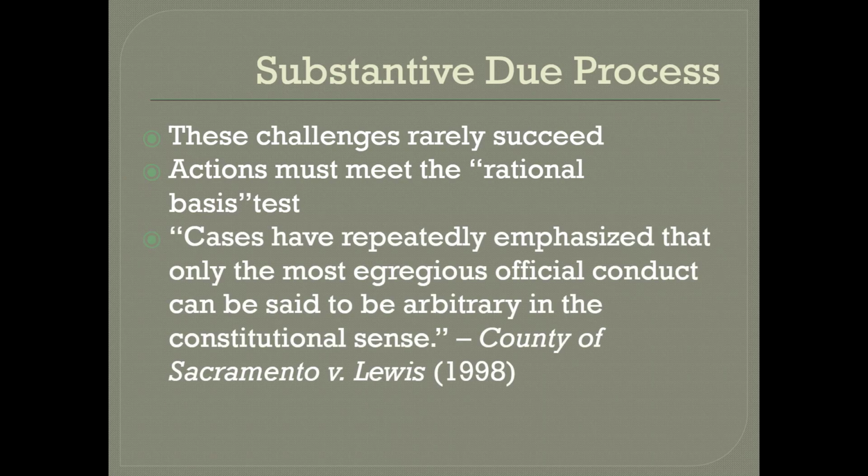The Supreme Court in 1998, in an otherwise non-significant case, County of Sacramento v. Lewis, said, "Cases have repeatedly emphasized that only the most egregious official conduct can be said to be arbitrary in the constitutional sense." So only the most egregious, outrageous, arbitrary, abusive conduct can be overturned by the courts using substantive due process. Now we're going to return to this yet again later in the course, but for now we'll go ahead and we'll leave this aside.